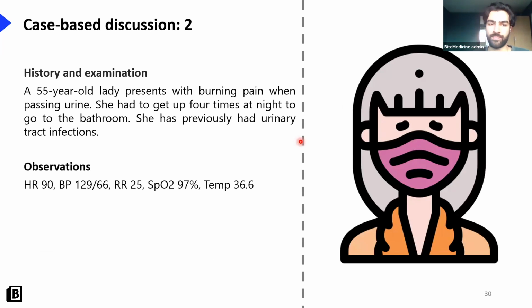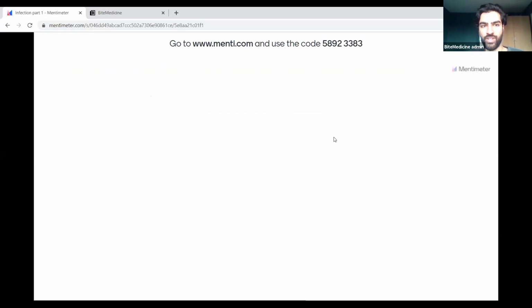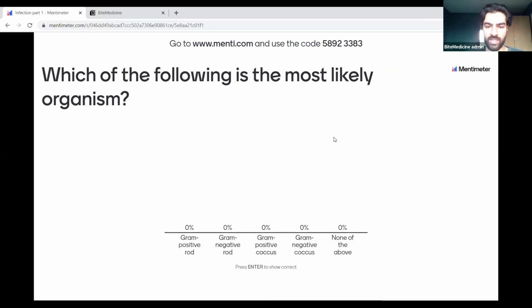Okay, next case. 55-year-old lady presents with burning pain when passing urine. She had to get up 4 times at night to go to the bathroom, and she's previously had urinary tract infections. Her obs in this case are actually okay. Her heart rate's 90, the blood pressure's fine. The resp rate's a bit high, saturations are fine, and the temperature's fine as well. So in UTI, which of the following is the most likely causative organism?